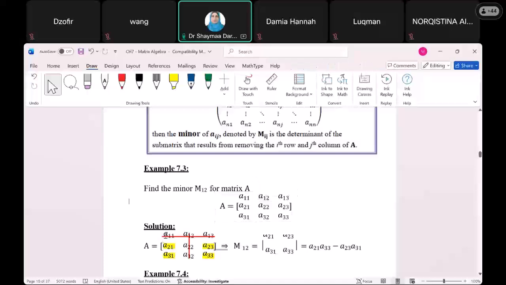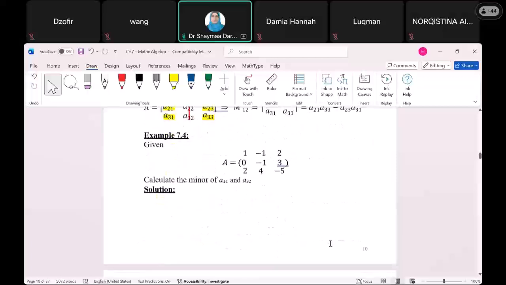So I have to cancel the first row and cancel the second column. 1, 2: first row cancel, second column also cancel. So the remaining 4 numbers are the minor M12: A21, A23, A31, A33. Now I have a determinant of a 2 times 2 matrix, so we need to find this determinant: A21 multiplied by A33 minus A31 multiplied by A23.